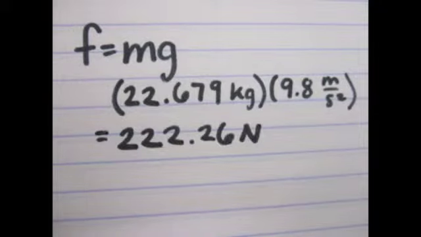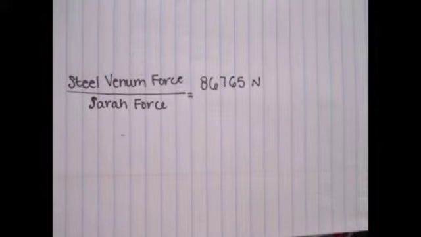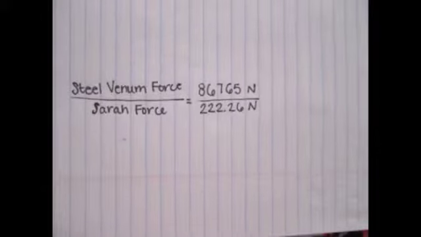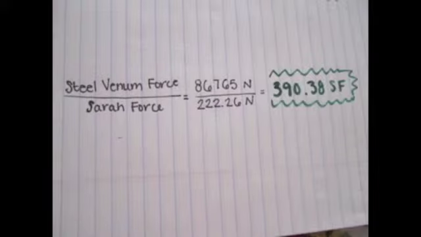222.26 newtons. To find how many Ceras it takes to push Steel Venom, we do Steel Venom force divided by Ceraforce, which equals 86,765 newtons divided by 222.26 newtons, which equals 390.38 Cerafoxes.